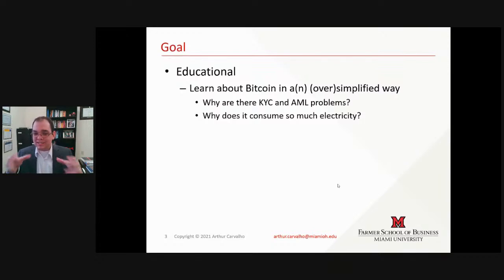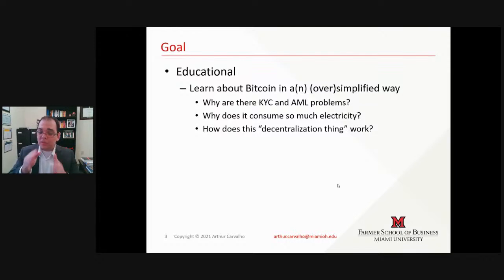Why does Bitcoin, this single technology, consume so much electricity? Then we start talking about decentralization. There is no centralized entity here. There is no bank. There is no central bank. Bitcoin is a whole financial system without an owner, without a centralized entity. So how does that work?